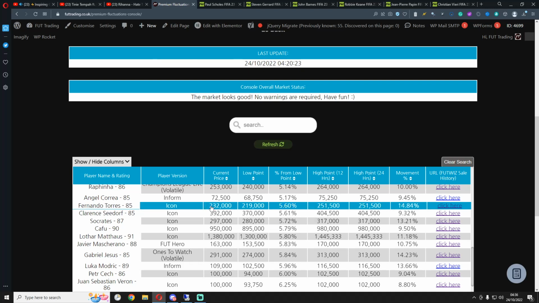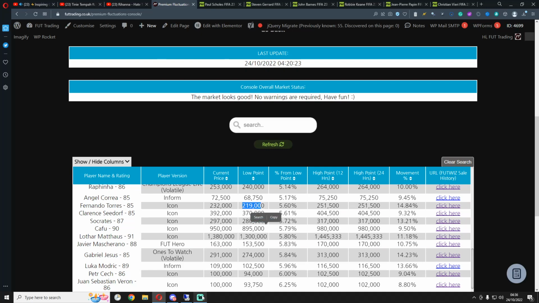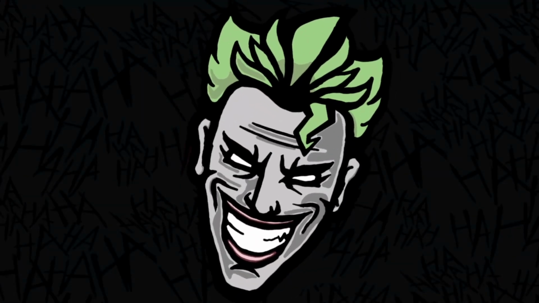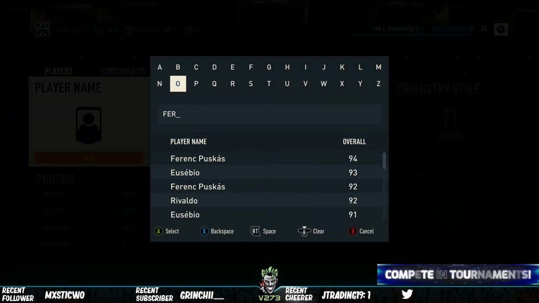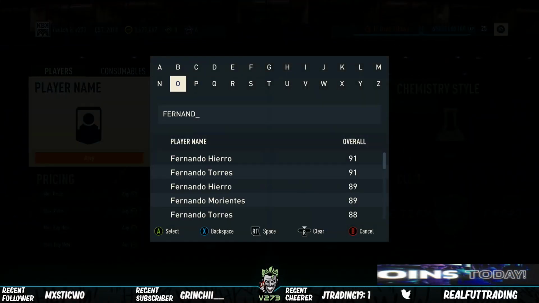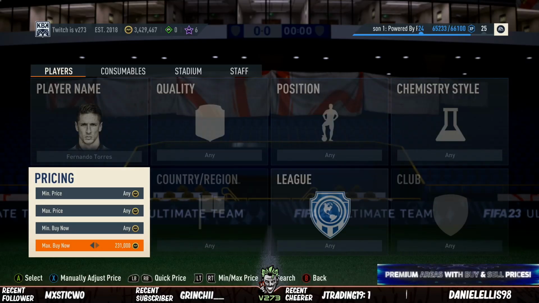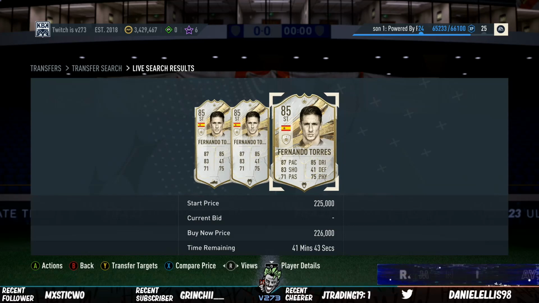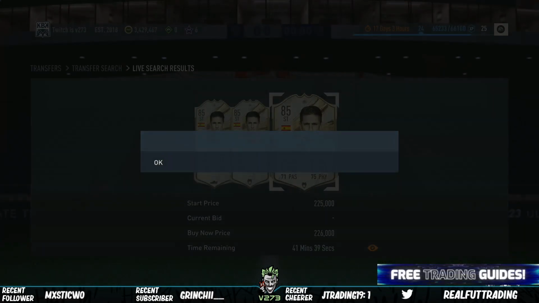So the Torres, for example, at 232 and the low point at 219. If you go into the game, you may find an undercut already there, but you can also see he's still pretty close to the low point. Like 5% from the low point isn't that far. So you can see there was an undercut on Torres. He's now down to 226 since the update. So you can now add that to your watch list.